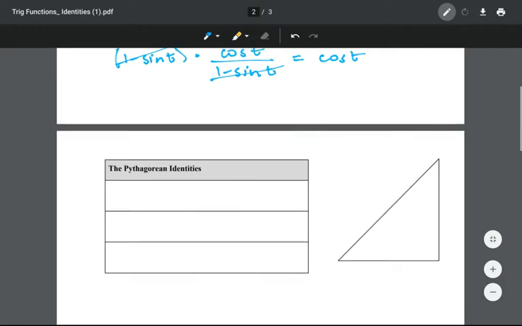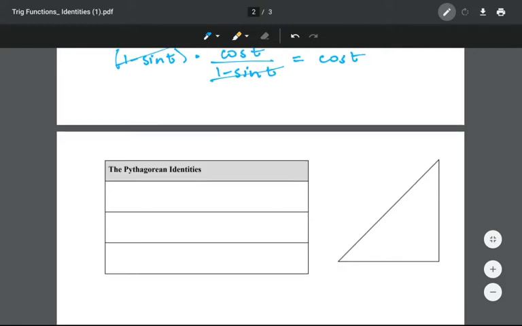Next, we're going to look at the Pythagorean identities. The Pythagorean identities are based on the Pythagorean theorem, a squared plus b squared equals c squared. I'm going to use this on the unit circle though, so instead of using c as my hypotenuse, I'm going to go ahead and use 1.